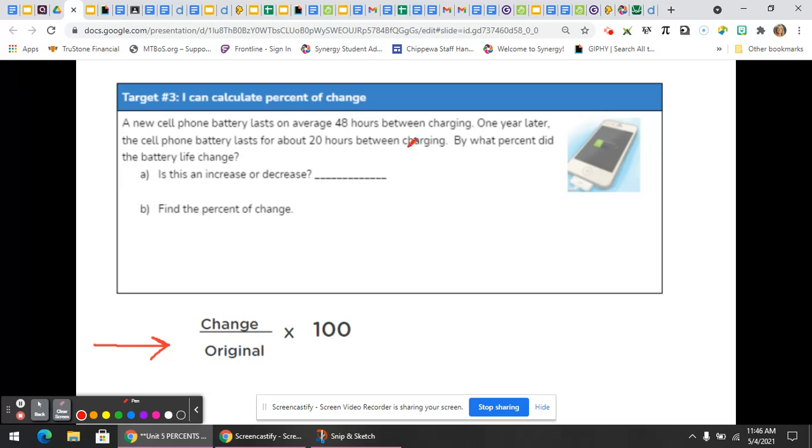So immediately I see it starts at 48 hours, and over the year, it goes down to 20 hours. This is absolutely a decrease of change. So it's going down. So to find my percent of change, what I want to do is use my ratio, which is the change between our numbers over the original. So change on the top, the original on the bottom, and then we multiply that by 100 to turn it into a percent. So let's look at our change.